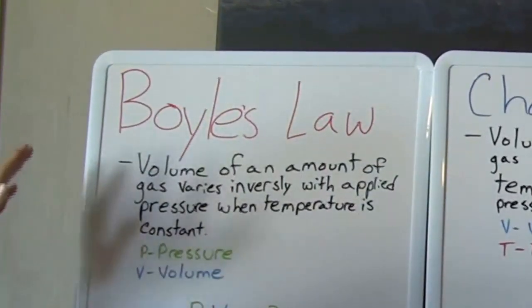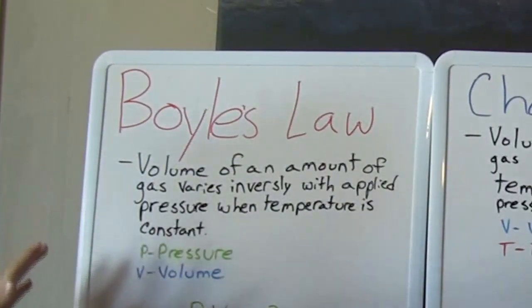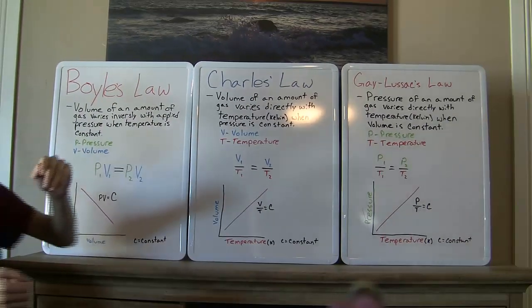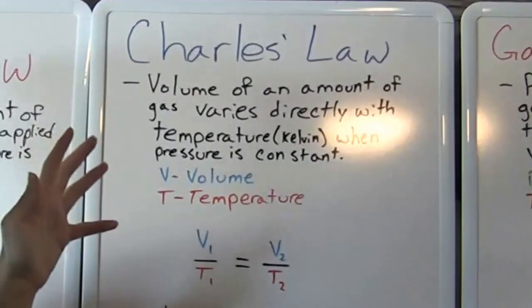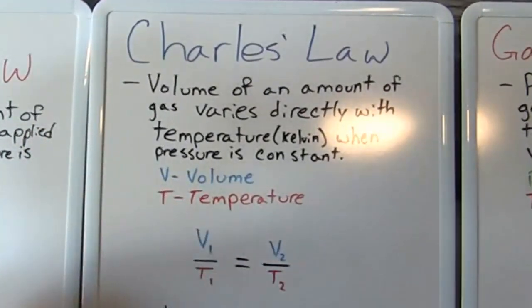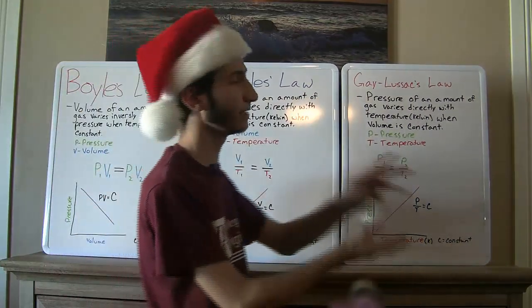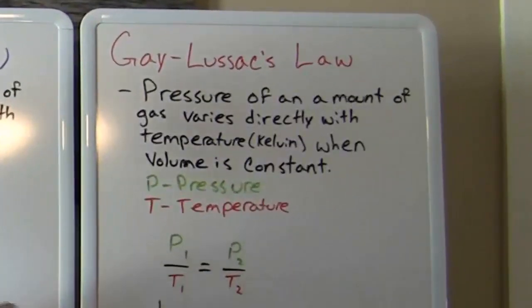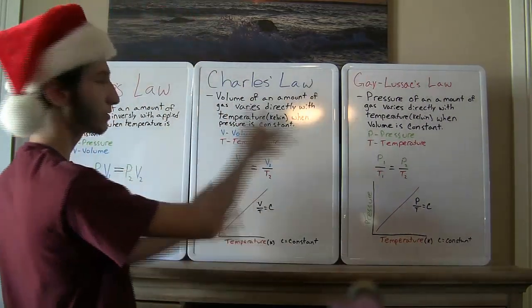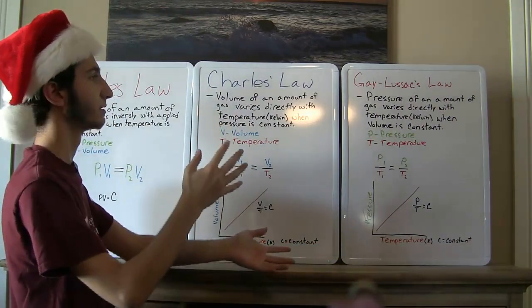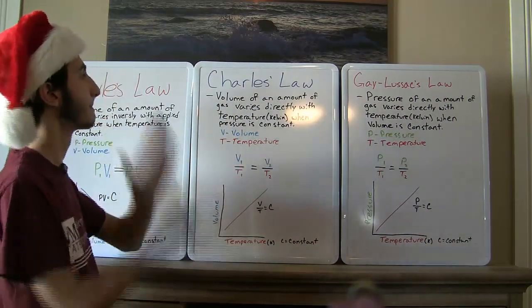Boyle's law is when the volume of an amount of gas varies inversely with applied pressure when the temperature is constant. Charles' law is the volume of an amount of gas varies directly with the temperature in Kelvin when the pressure is constant. And Gay-Lussac's law is when the pressure of an amount of gas varies directly with the temperature in Kelvin when volume is constant. Now these three laws come together to form the combined gas law.